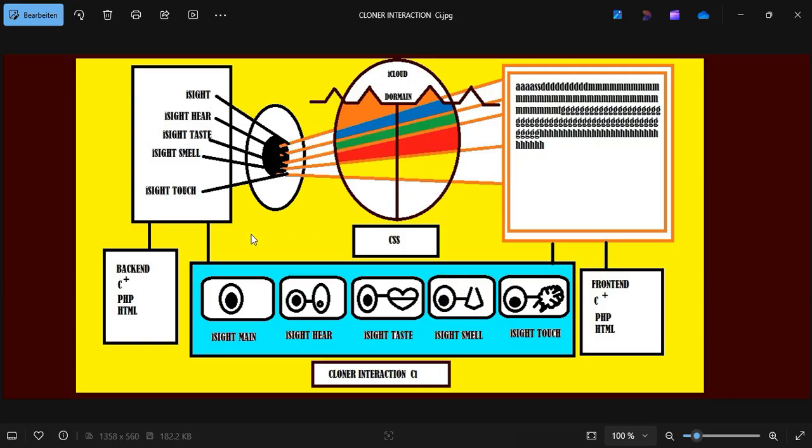And we observe definitely that during this cloning period, we have the backend software, that backend programming, which is the C plus PHP HTML, and the front end, which is the C plus PHP HTML. These are the languages being used. But in terms of connecting both sides, the link between both sides is the CSS, the cascading style. And with the cascading style, this can create an interaction between both the front end and the back end.